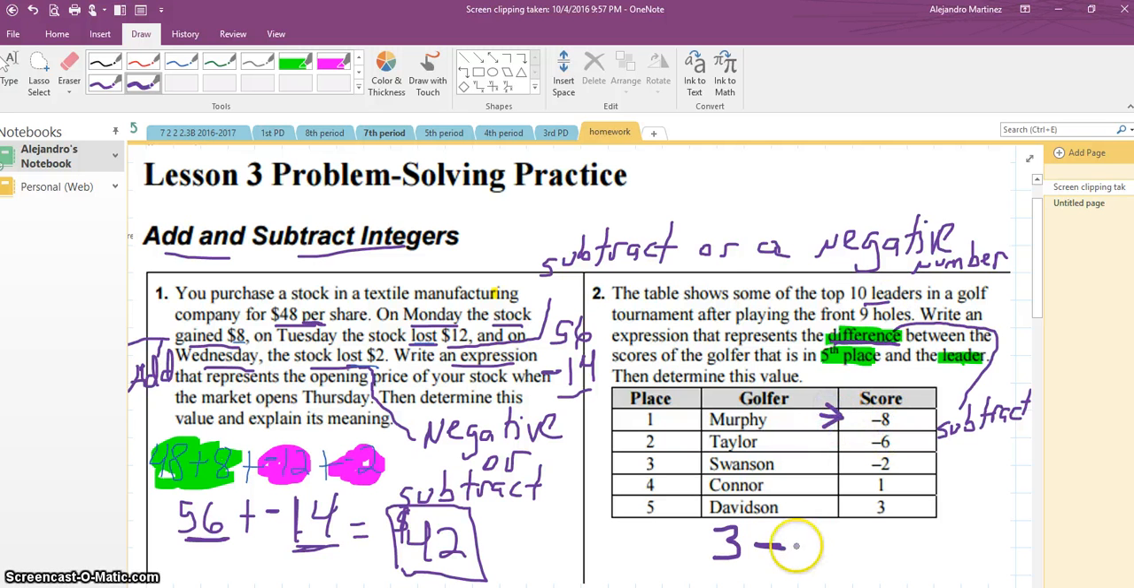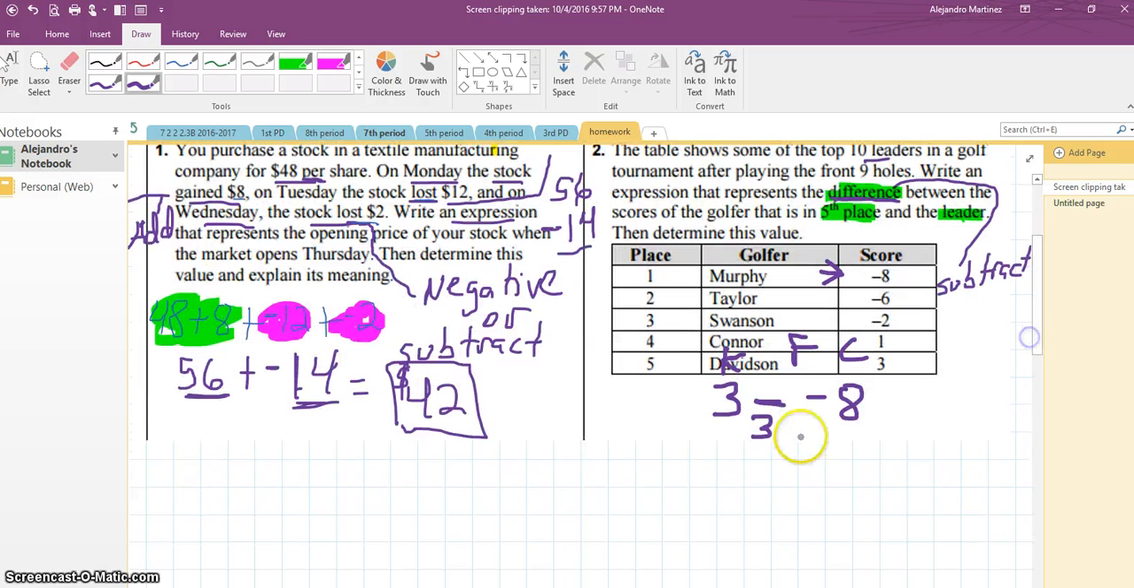Murphy is at negative 8, so this is negative 8. And so remember your strategy, KFC, which is keep, flip, and change. So I'm going to keep the first number, flip it to addition, and change the negative 8, I'll put in parentheses, you can see it. So keep, flip, and change. So keep 3, flip the minus to plus, change the negative 8 to a positive 8, and now it's just 3 plus 8, which is 11.